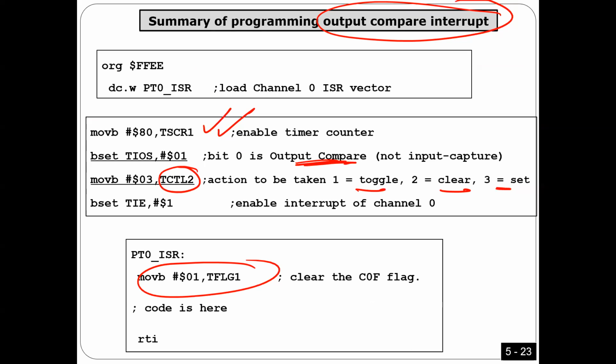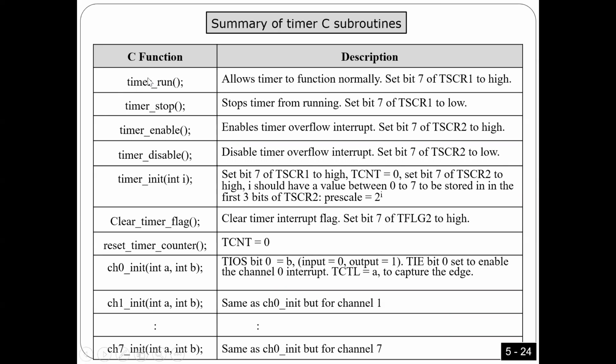The subroutines I have, for example, you have here one we call timer run. It allows the timer to run normally. That means this last bit here. So this is to run the timer. This one should stop the timer. This one is to enable the interrupts of the timer, and this one to disable the interrupts of the timer.